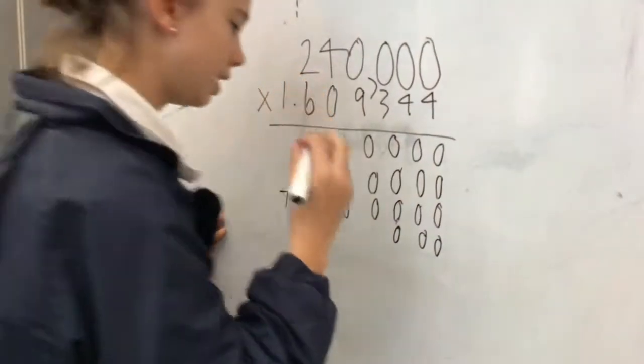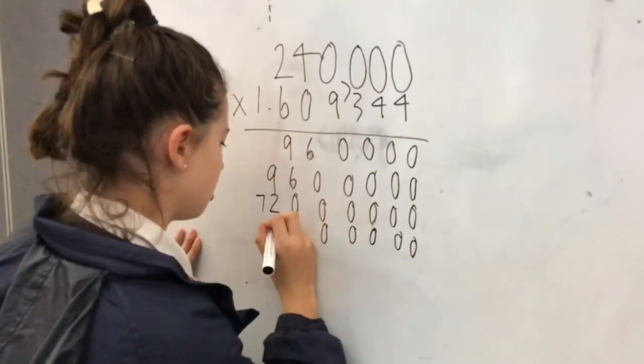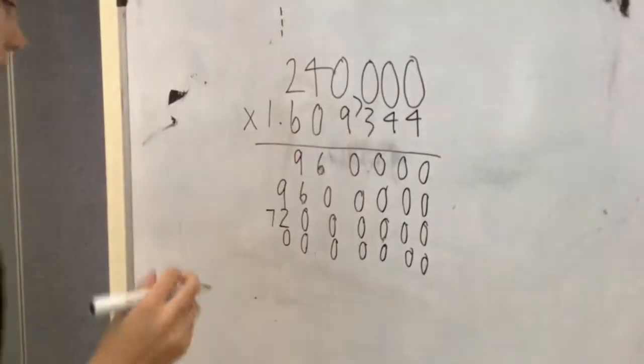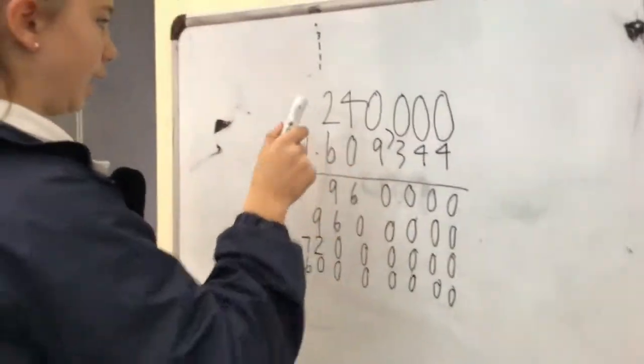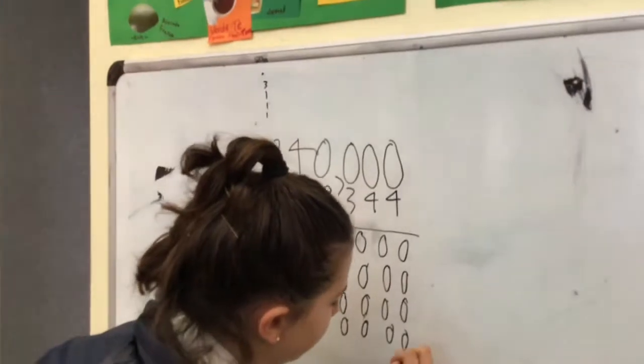9 times 0 is 0, and so on for the zeros. 9 times 4 is 36, so you put the 6 down there, and then you put the 3 up the top. 9 times 2 is 18, plus 3 is 21. Then you put 4 zeros.